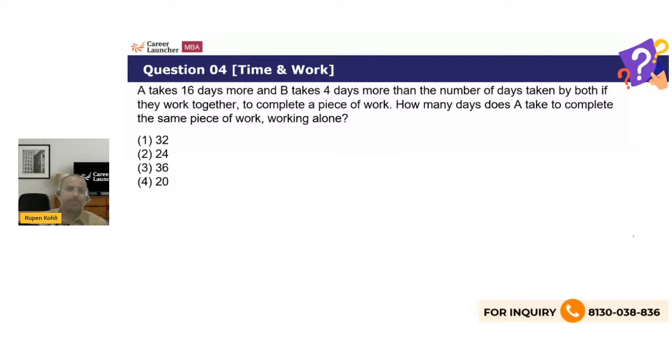Okay, so time up. But still, give me your answers if you're getting that. So in this question, we need to assume a variable. Let's say X is the time taken for A and B to work together, X days. So A is taking 16 days more than the number of days taken by both of them working together. It means that A's individual time is X plus 16. And likewise, B is taking 4 more days, so X plus 4 days he is taking.